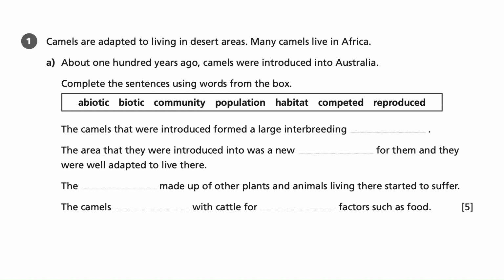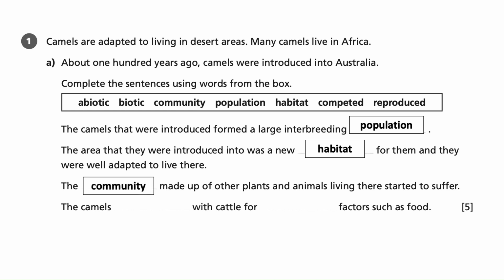The camels that were introduced formed a large interbreeding. Now, it's going to be population because the camels are all the same species. As the camels are all the same species, they therefore count as a population. The area that they were introduced into was a new habitat for them. Habitat's the key word we use for where an organism lives, and were well adapted to live there.